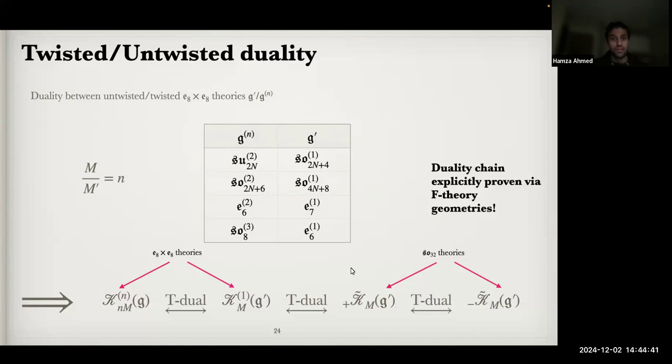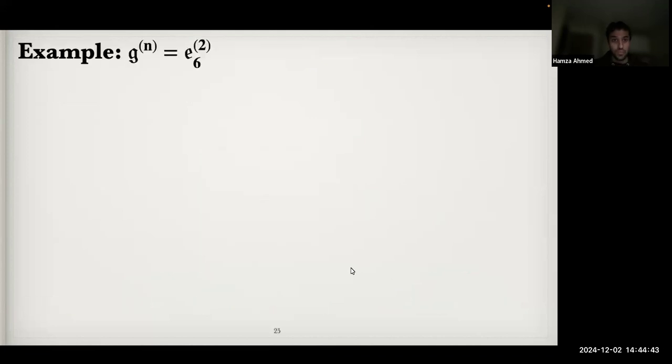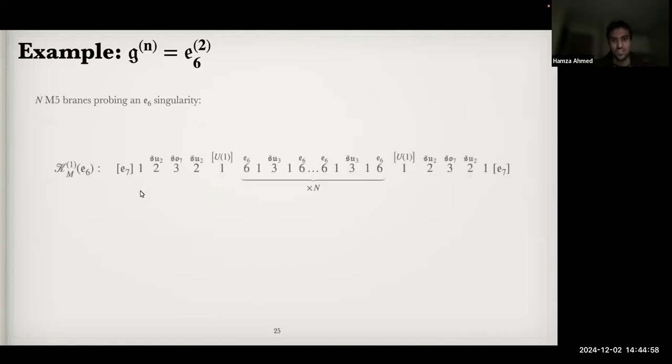Good. So now let me finally show you an explicit example of this duality. I can start with N M5 branes probing an E6 singularity. So in this case, the full tensor branch of the theory, okay, I should have said something else. I pick an E6 singularity, and I also pick some flat connection such that the full E8 is broken. So it's broken to E7 times U1 on both sides, as you can tell.